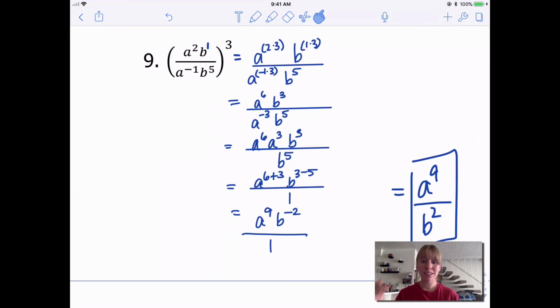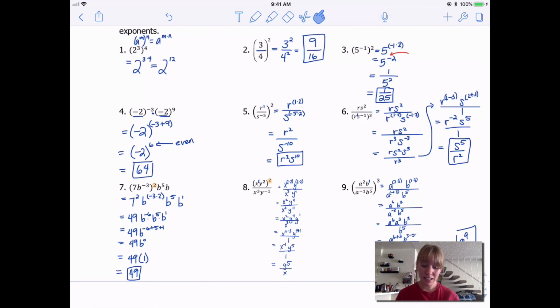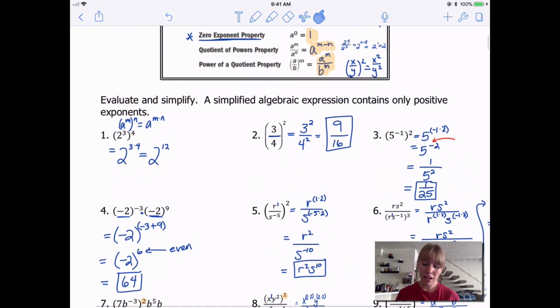So that's a step-by-step process through all of these different simplifications of exponents. But the last thing that I'll leave you with is a simplified algebraic expression contains only positive exponents and every single variable is only written once. So as you're going through all of your practice problems, make sure that you're not stopping until you have all positive exponents and every variable is written once.